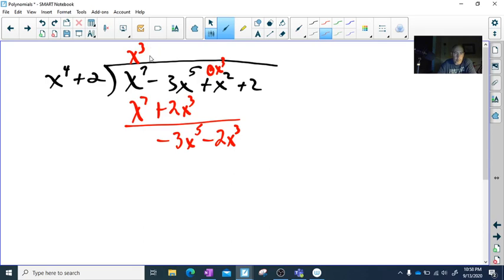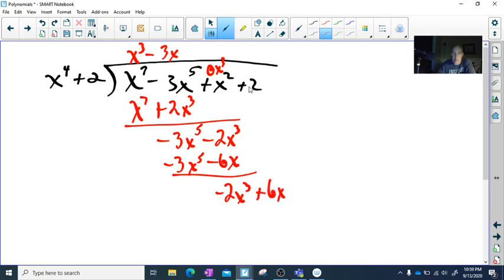X to the 4th, I'd have to multiply by a negative 3x. That will give me my negative 3x to the 5th. Negative 3x multiplied by 2 is a negative 6x. So x to the 5ths eliminate. We'd be worried about x to the 4ths, but there's none anywhere to be found, so they're done. X to the 3rds we already did, so it's negative 2x to the 3rd. I have no x's up here, so 0x, take away a negative 6x. That's a plus 6x. Oh, this is degree 3, this is degree 4, so we're on the remainder here now. So this is the remainder.